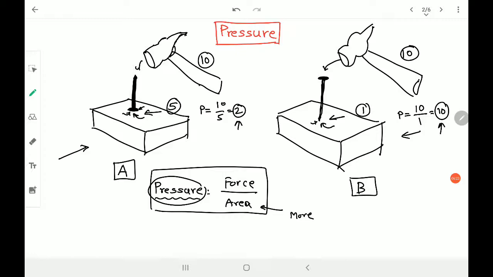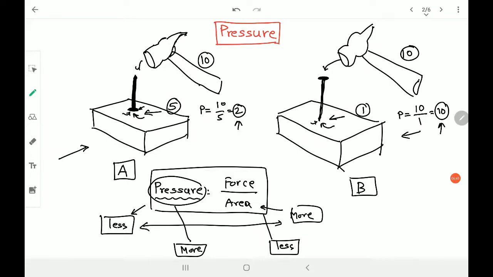So if area is more, the pressure will be less, and if area is less, the pressure will be more. This is the very simple idea I am giving you. We call this inversely proportional. The pressure is inversely proportional to the area. Inversely means it works exactly opposite. If you want more pressure, you need the area to be reduced.